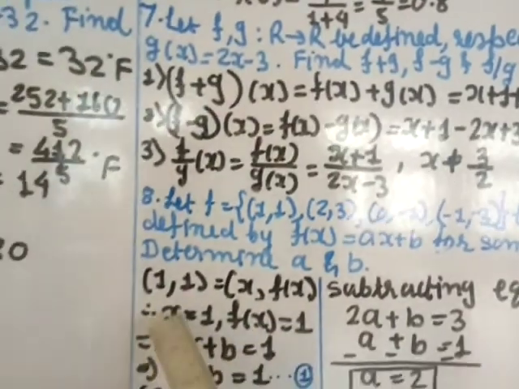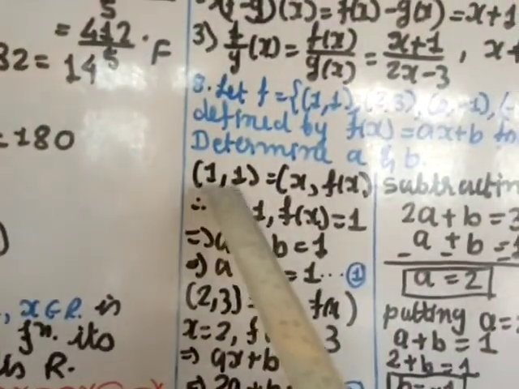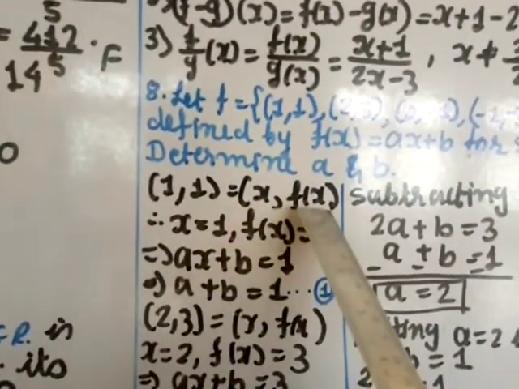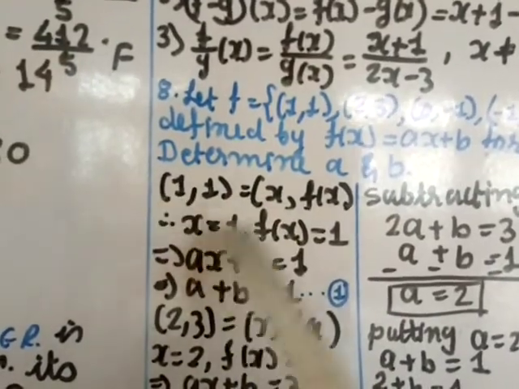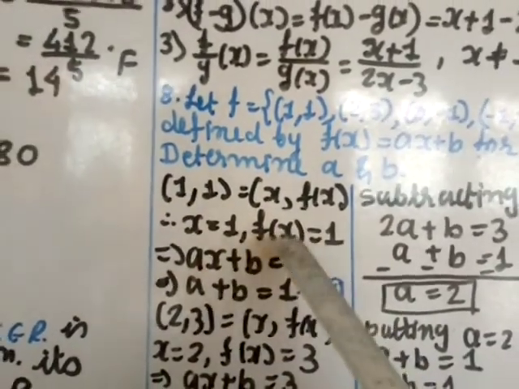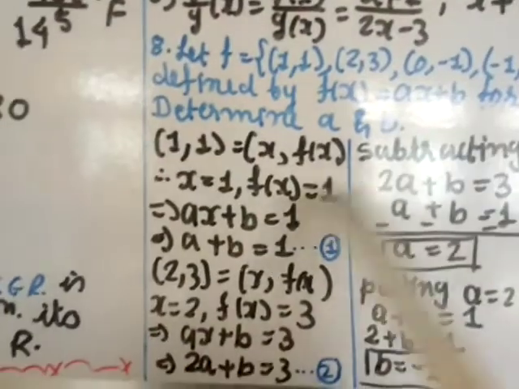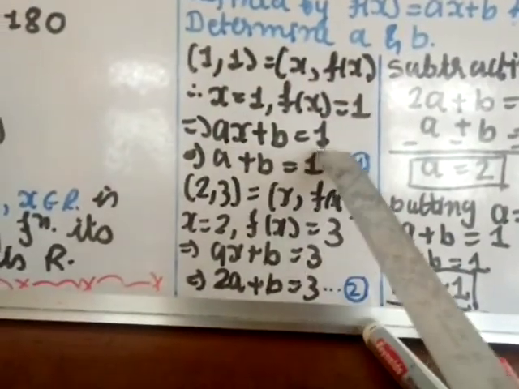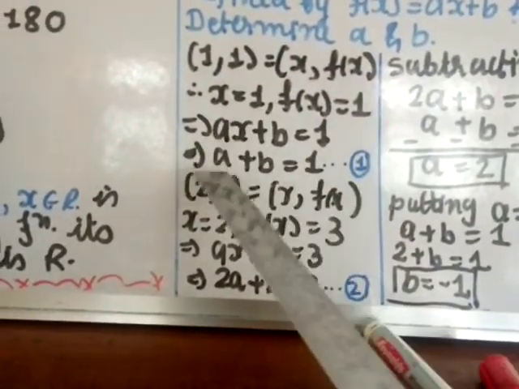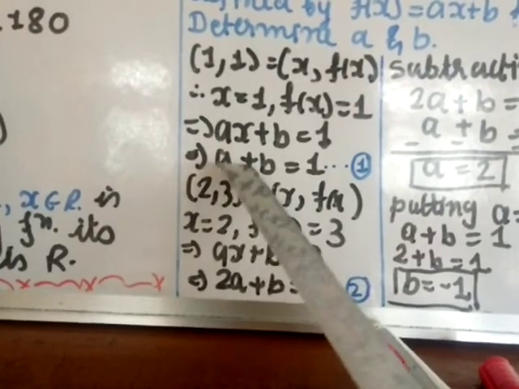Okay, so let us start with that. Let's take the first ordered pair. (1, 1) can be written as (x, f of x). That means when x equal to 1, f(x) value also is 1. But f(x) is given to us as ax plus b. So I put here ax plus b equal to 1. The x value I am taking is 1. So a into 1 is a. So a plus b is equal to 1.